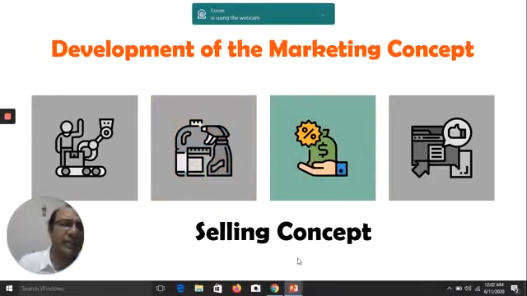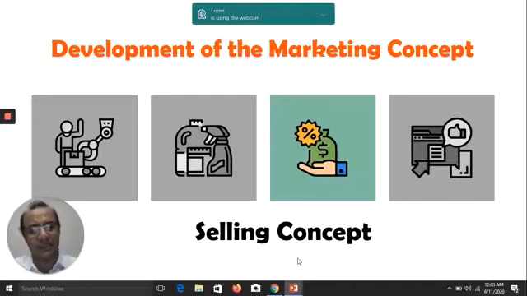So what is the next one? Selling concept. This philosophy says that customers will not buy the product sufficiently or adequately, meaning the amount of sale we want to have, unless we're undertaking a large scale selling effort. Unless we're spending a lot of money, undertaking a lot of effort, spending a lot on advertising and other promotional tools, customers will not buy our product sufficiently. That is selling concept. So again, I tell you, selling concept says the customers will not buy our product sufficiently unless we are undertaking large scale selling and promotional effort.